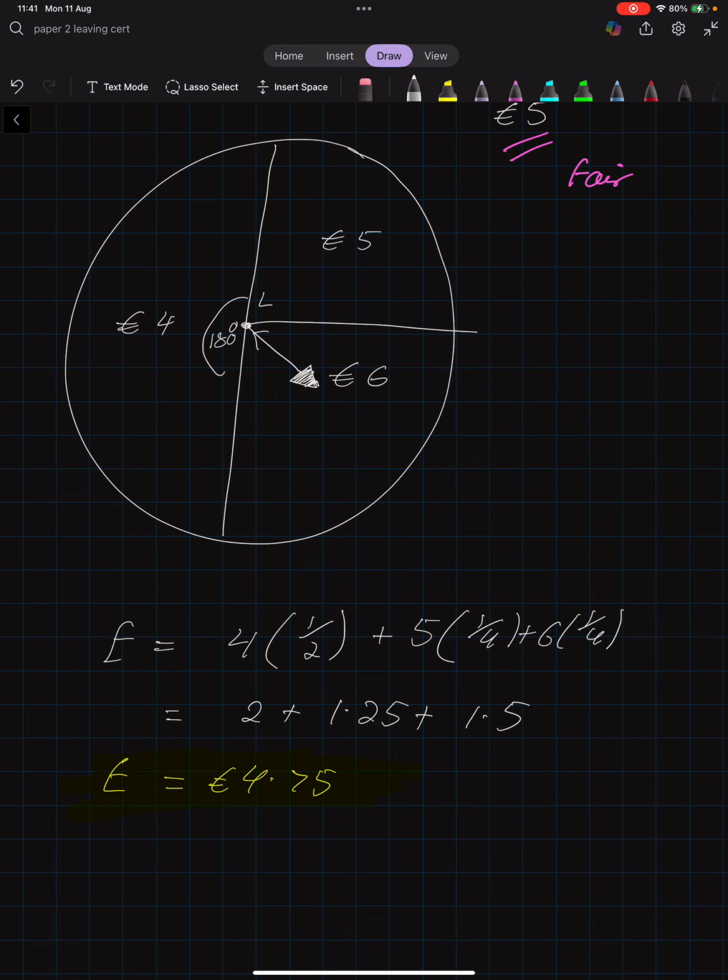So yeah, if you play it once, you might win €1, you might break even, you might lose €1. But if you look at the wheel, the chance of you losing €1 is twice as likely as you winning €1. That's why this game is unfair. Okay? Because your chances of winning are less than your chances of losing.